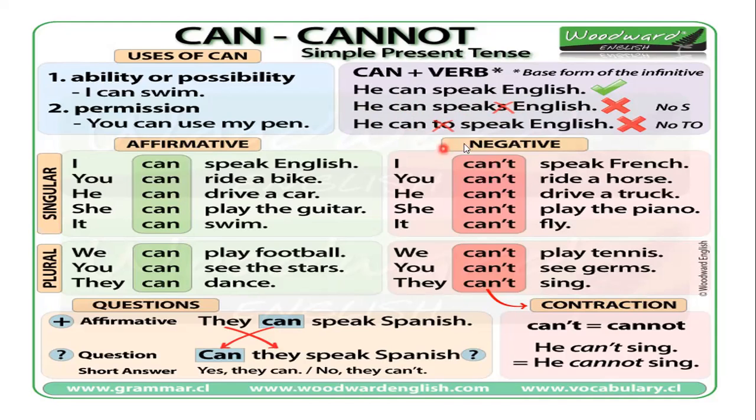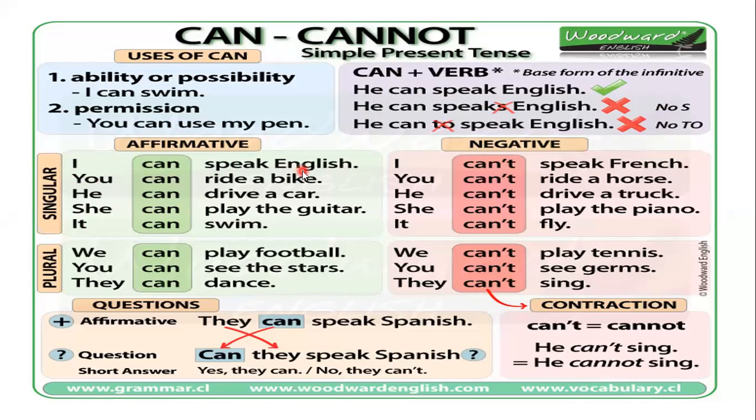Also, you don't have to add the word to to the verb. You just need the base form, and say, he can speak English. You don't have to say, he can to speak English. No, that's not correct. So the correct form is, he can speak English, with no S and no to, right? So that's a very important rule. Okay, later I will explain the affirmative sentences.